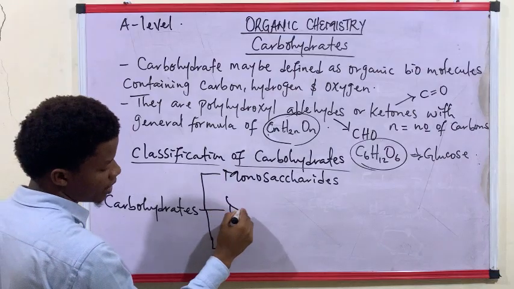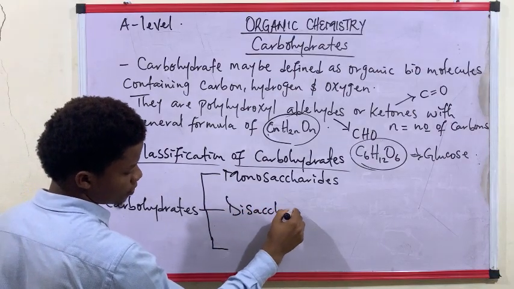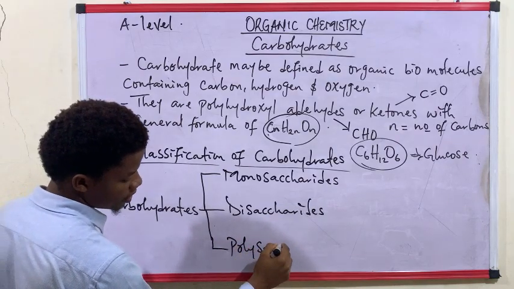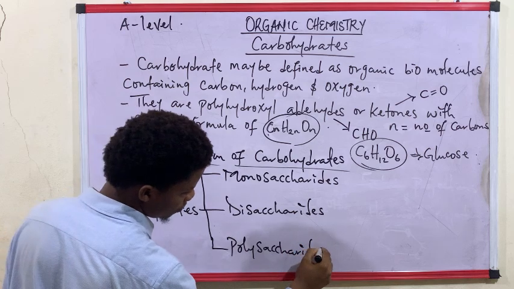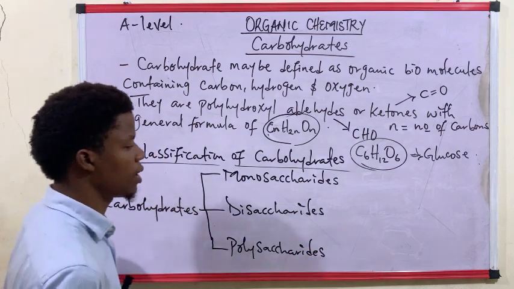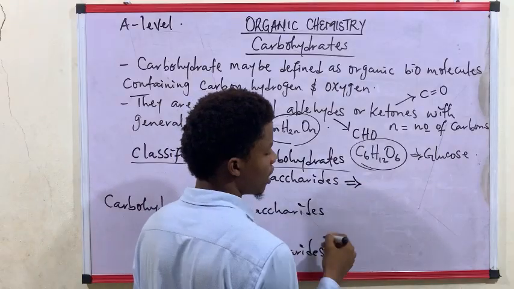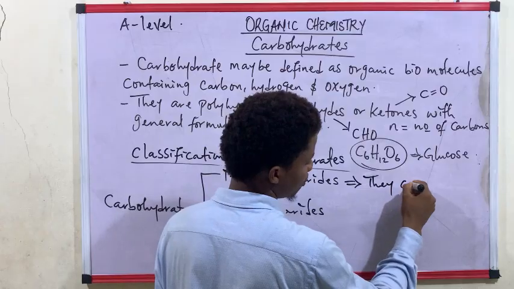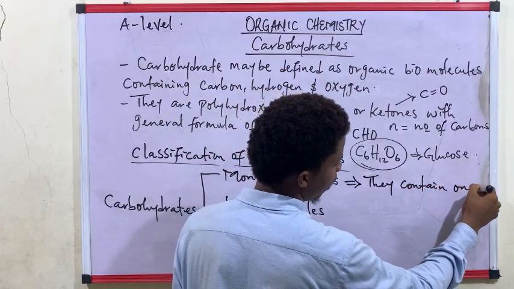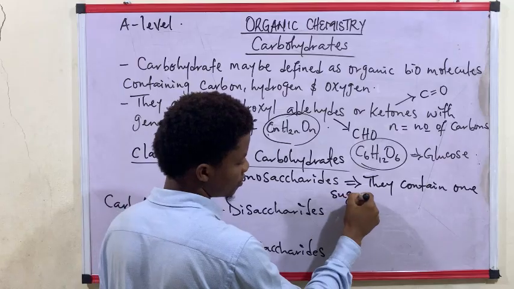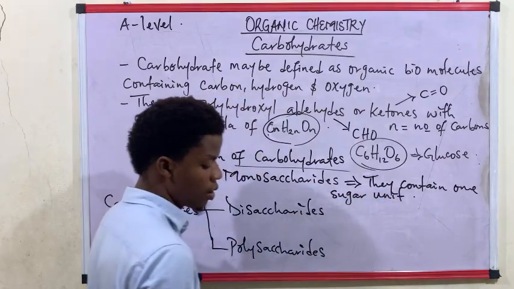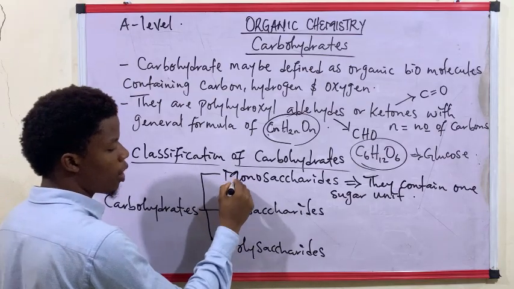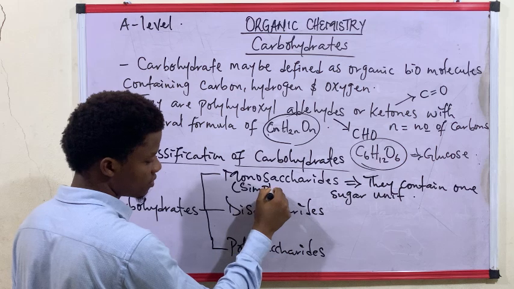Next we have the disaccharides. And lastly we have the polysaccharides. Now, what are these monosaccharides we're talking about? Monosaccharides are carbohydrates that contain 1 sugar unit. Please also don't forget, monosaccharides are also called simple sugars.